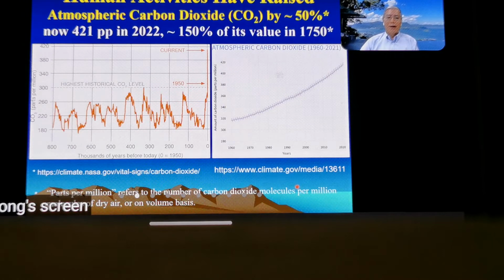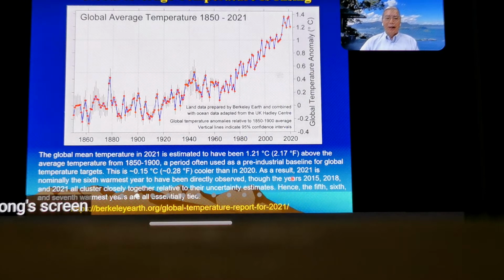And through global collaborative studies measuring the global temperature, we know today that the temperature has risen about 1.2 degrees C from the pre-industrial revolution time. And this has caused huge global concern about global climate change.